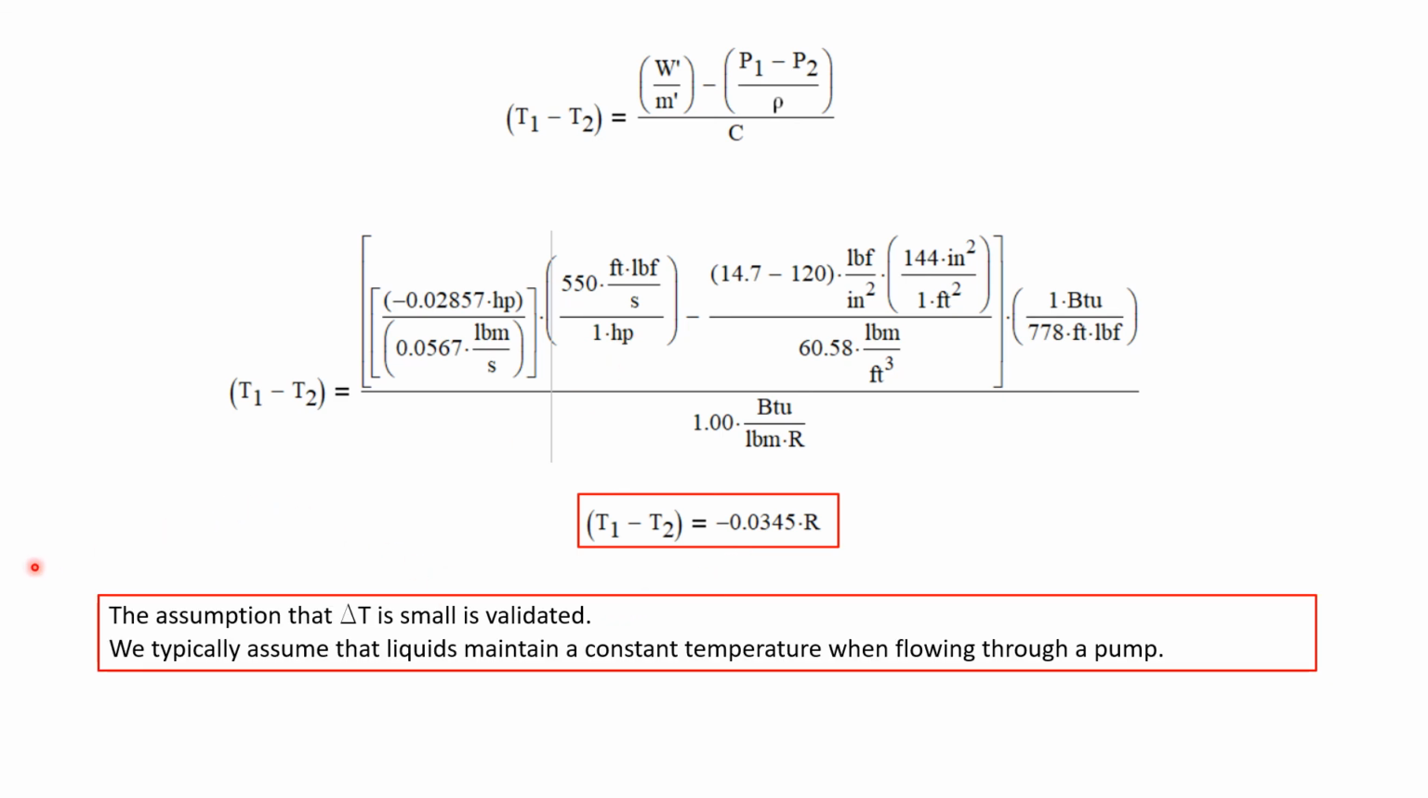And so we can draw two conclusions from this output. The assumption that delta T is small is validated, and so that validates our model. And it also is why we typically assume that liquids maintain a constant temperature when flowing through a pump. The amount of energy they pick up in terms of a temperature increase is very, very small. And so we generally assume that the temperature rise is 0.